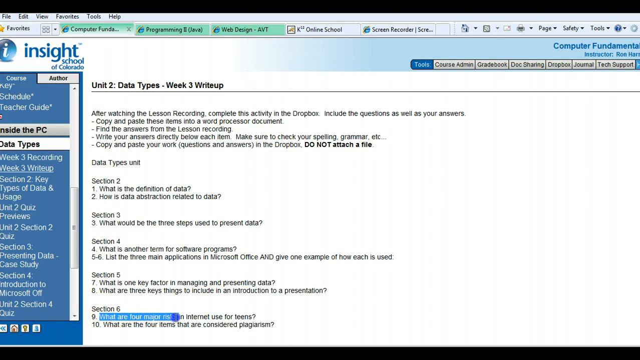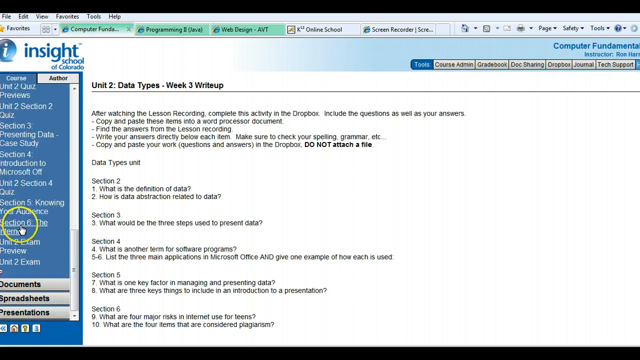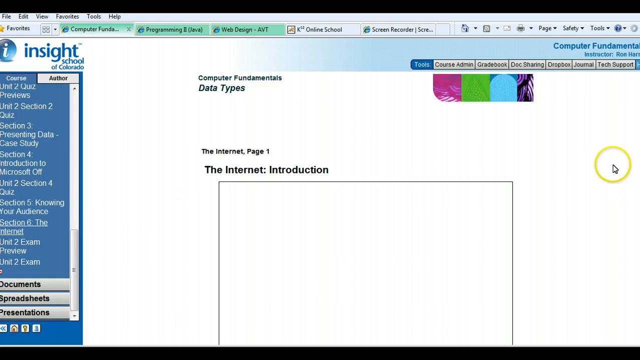Okay, section 6, 4 major risks of internet use for teens. What are the 4 items that are considered plagiarism? All right, section 6, here we go.